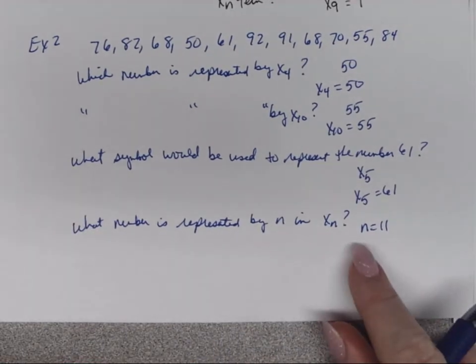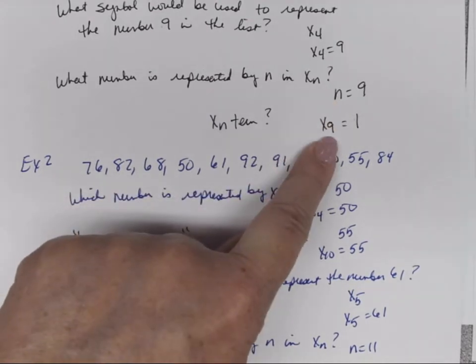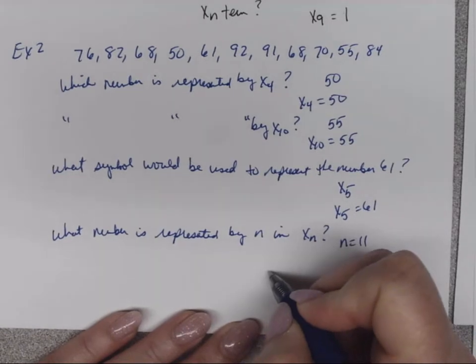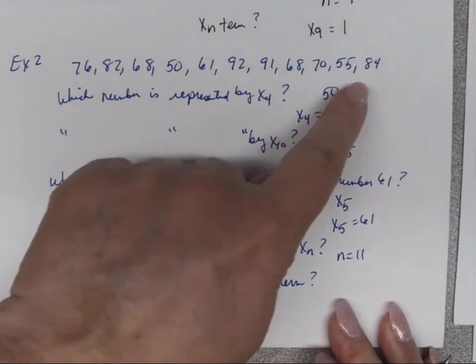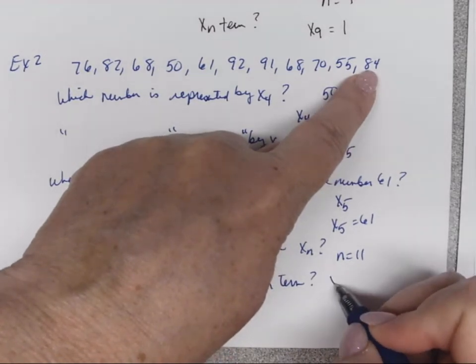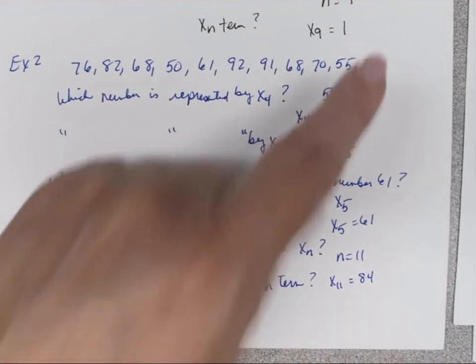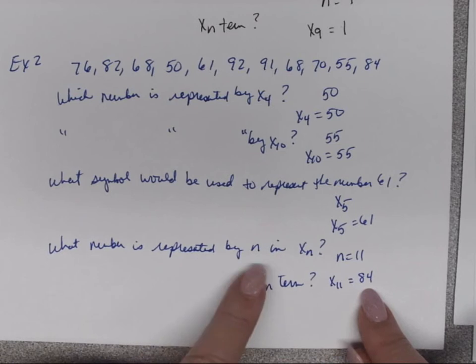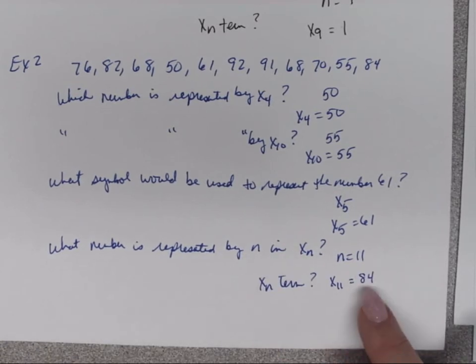Now, my x sub 11, like we talked about in the previous one, the n is that. But our last term was this. So you have to know the difference between it. So if we're looking again for the x sub n term, then our x sub 11 would be equal to 84. So make sure you're understanding the difference. If they're just asking for the n, it's how many numbers you have. If they're asking what x sub n is, then that's your 84 there.